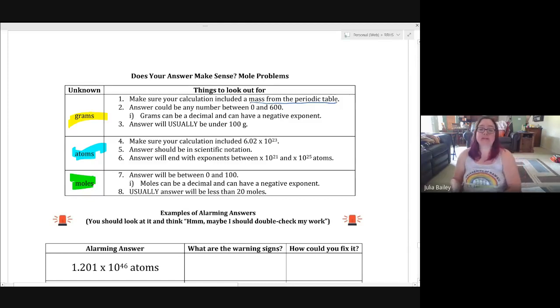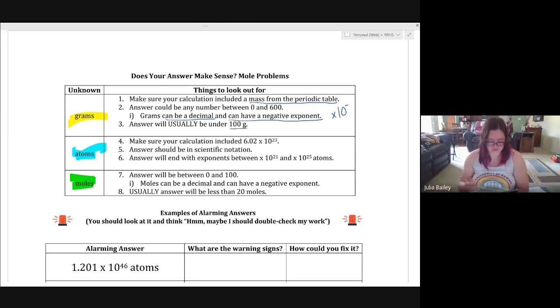Your answer could be any number between 0 and about 600. Grams can have a decimal and can have a negative exponent. I mean that in scientific notation, so it's allowed to be 10 to the negative something. The answer is usually going to be under 100, usually between 0 and 100. It's possible for it to be a bigger amount of grams though, easily.